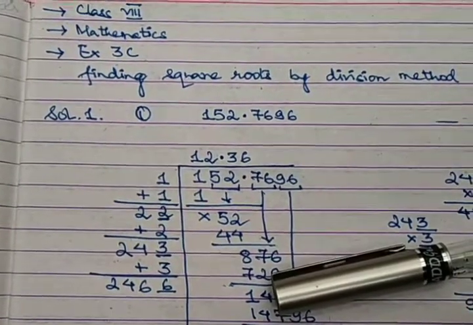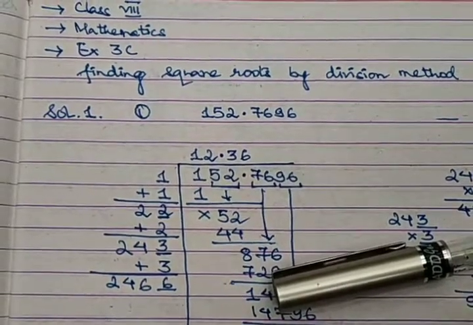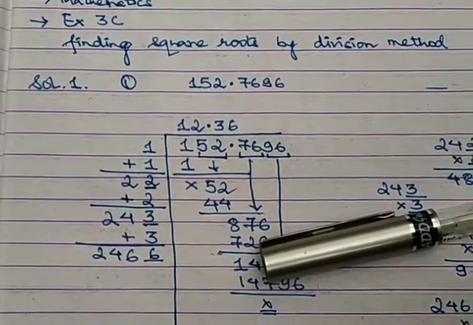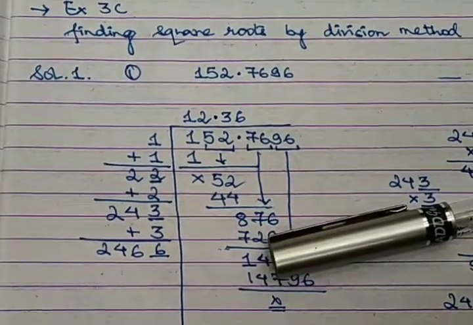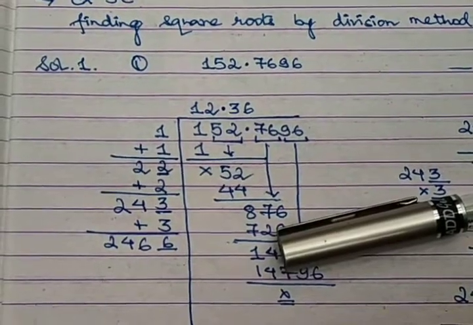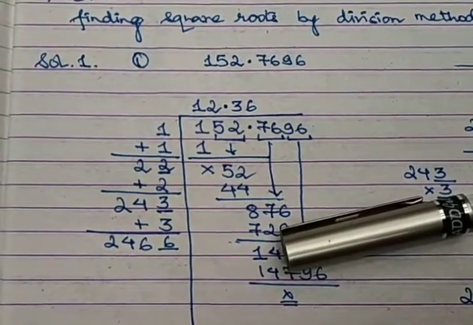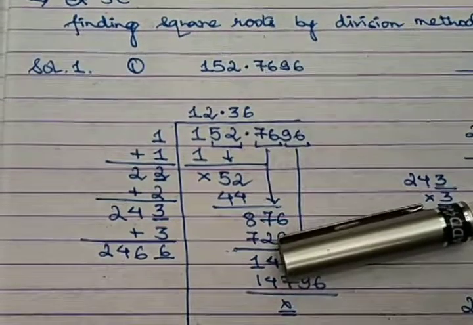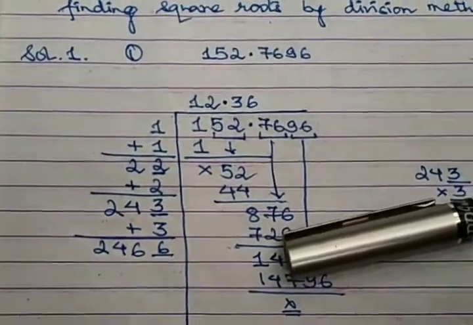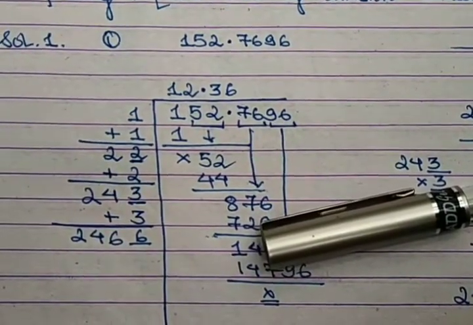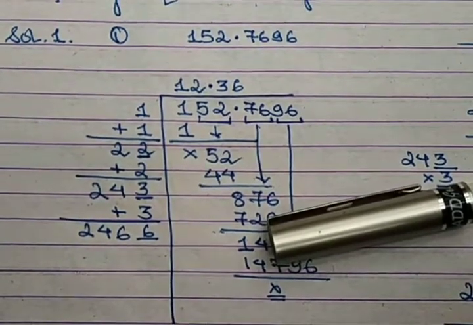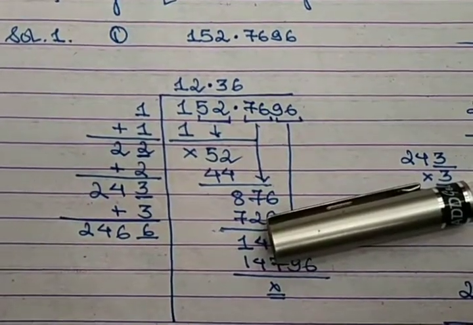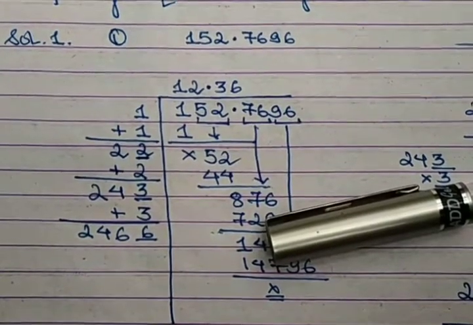The procedure for getting the square root of this decimal number is similar to the division method for whole numbers. Just a small twist: in numbers given in decimal form, at the beginning, from the decimal point we need to make pairs of digits, first towards the right as well as towards the left.